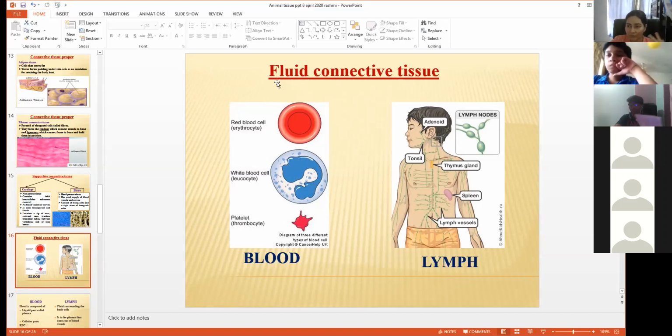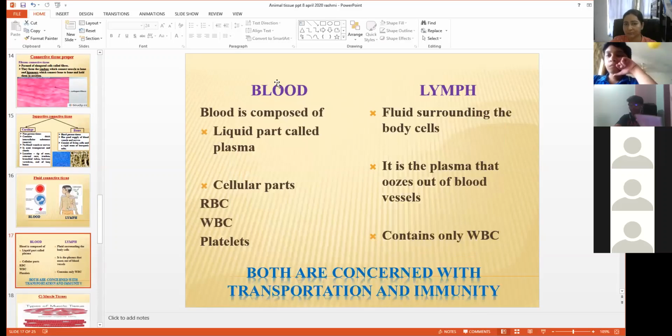How they do it, we are going to see in the next slide. Now, blood. What are the constituents of blood, children? Blood is composed of a liquid part which is called plasma. That means, what are the constituents of blood, children? It is made up of plasma. It is made up of cellular parts, which are RBC, WBC, and platelets.